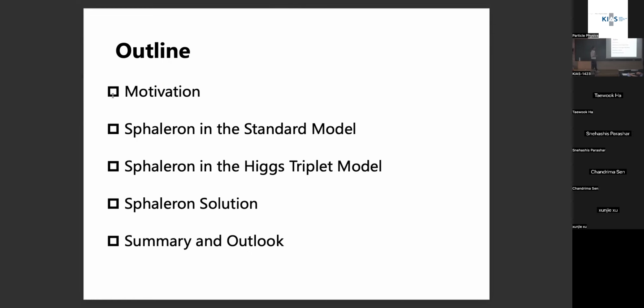Then we turn to the study of the Sphaleron in the Higgs triplet model. I will show how to derive the equations of motion of the Sphaleron in the Higgs triplet model. And then I will show the Sphaleron solution in this model, including the field configuration and the Sphaleron energy. And finally, I will summarize the main conclusions of this work and give some brief comments about the outlook of the future extension of this work, such as electroweak baryogenesis or phase transition in this model. So please feel free to stop me if you have any question at any time.